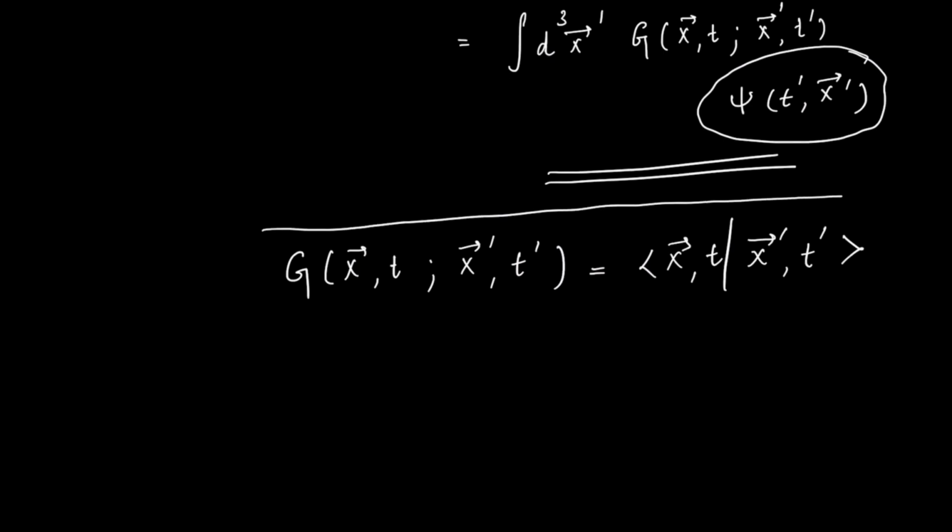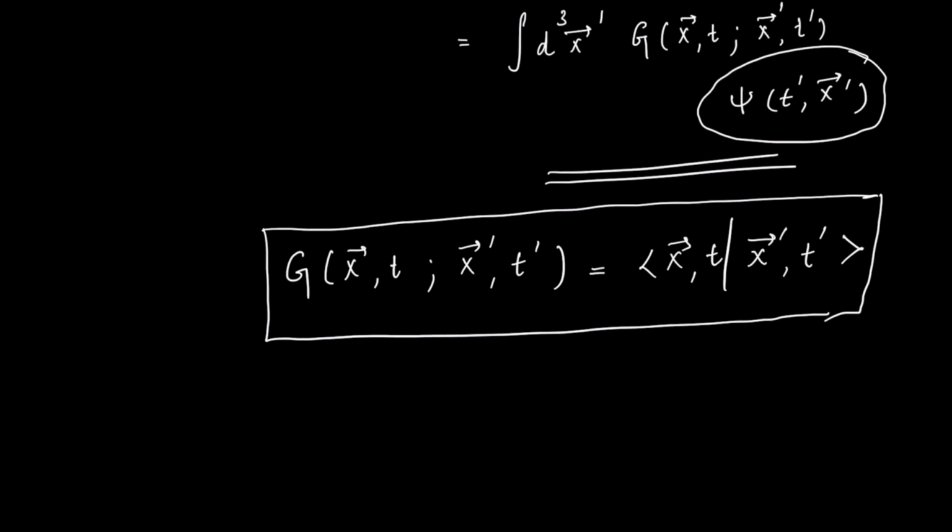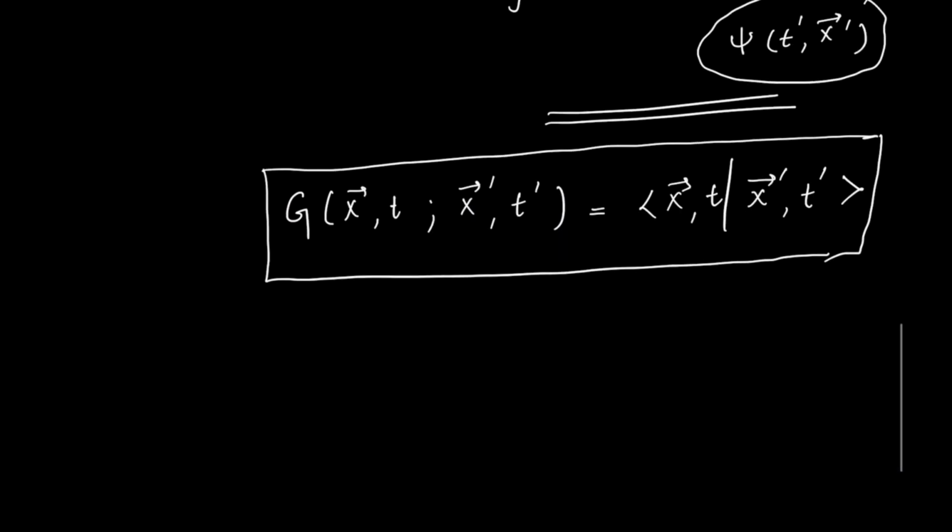Okay, so what we have seen is just non-relativistic quantum mechanics. What is the analog of a propagator in quantum field theory, or how do we define a propagator in quantum field theory? To find this, we have to find the analog of the position eigenstate in quantum field theory.